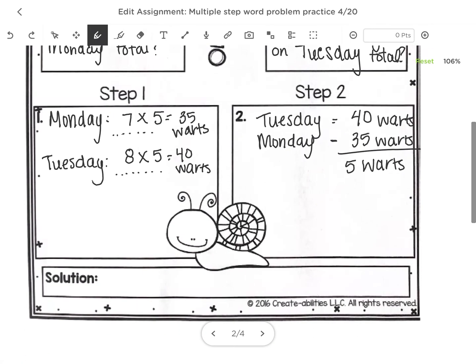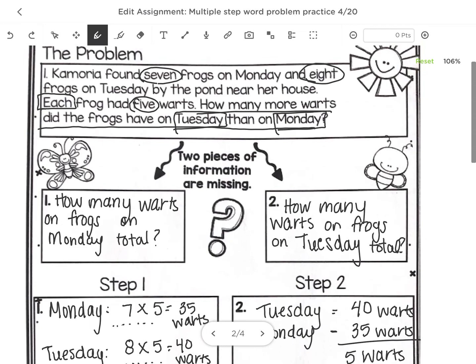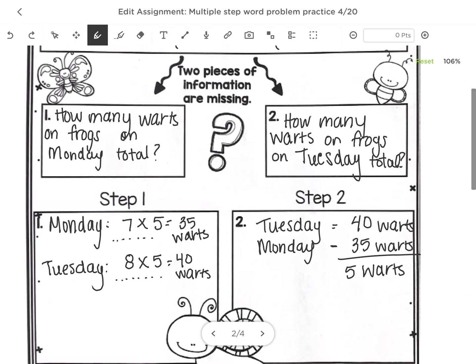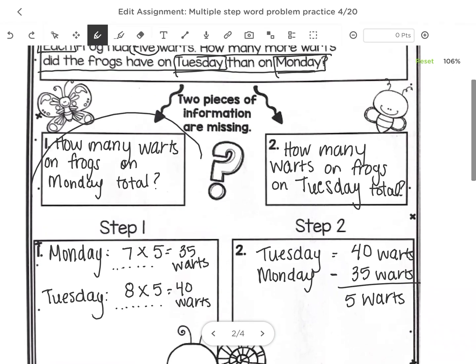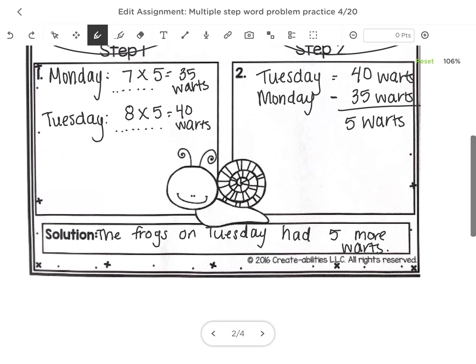So the frogs on Tuesday had 5 more warts. There are 5 more warts. So again, we can't just assume we're just going to subtract the numbers that we've circled, because we have 3 numbers circled, and if we take 8 minus 7, that's 1, or 8 minus 5, that's 3, and that's totally different than the answer that we got. So you have to pay attention to what you need to find out first. What do you need to find out first before you do your last step?